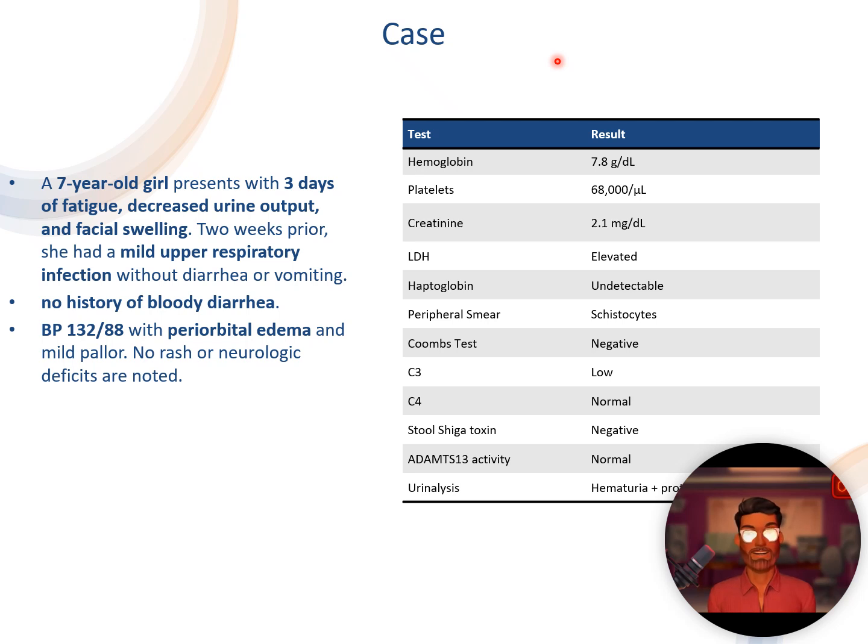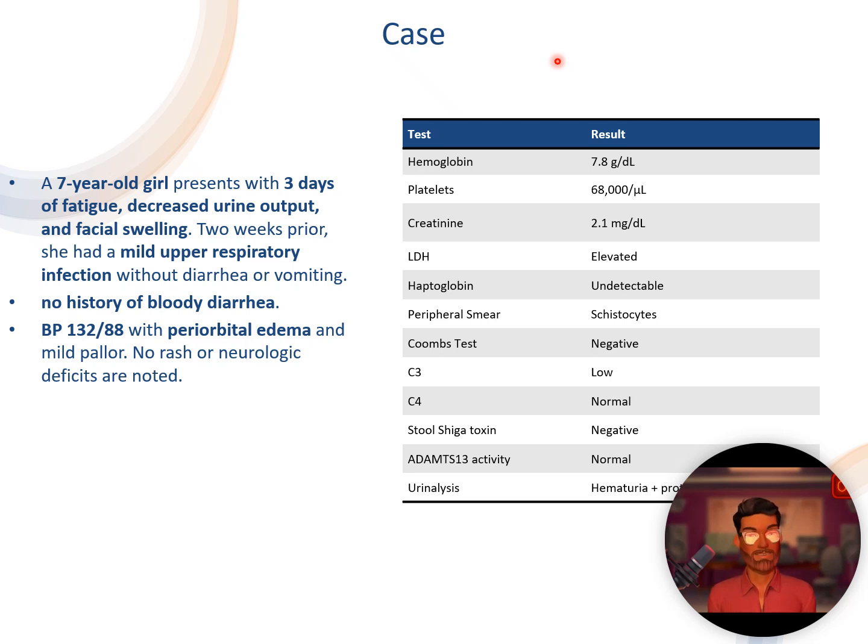Here we have a case. A 7-year-old girl presents with 3 days of fatigue, decreased urine output, and facial swelling. She had a mild upper respiratory infection a couple of weeks ago, no history of bloody diarrhea. She is hypertensive with periorbital edema. She's anemic, mildly thrombocytopenic, with elevated creatinine, elevated LDH, and low haptoglobin, which are consistent with hemolysis. Peripheral smear shows schistocytes, which again is something you'd have to request.